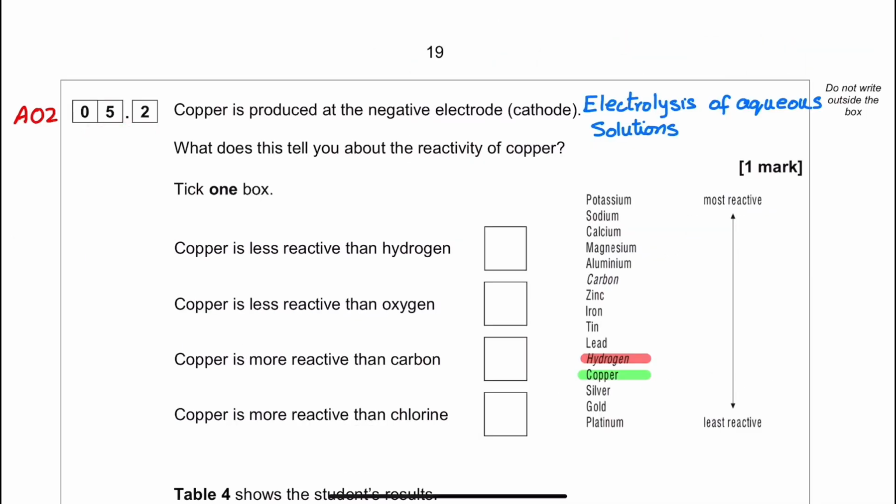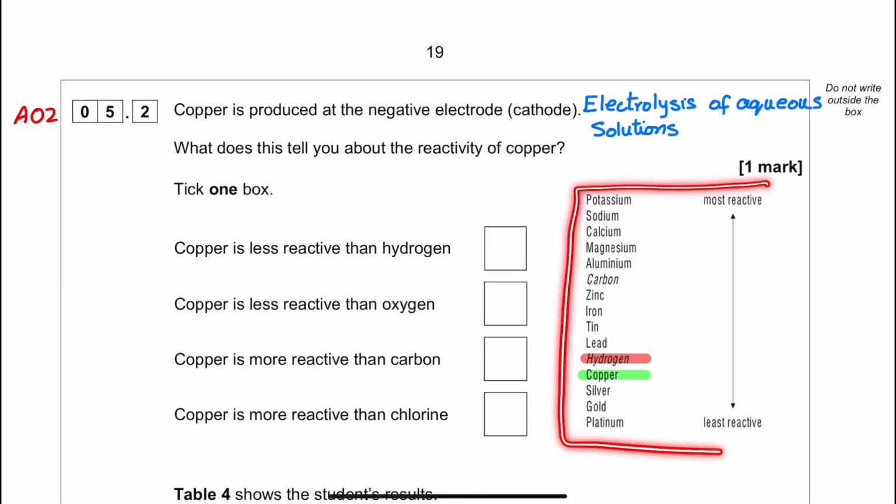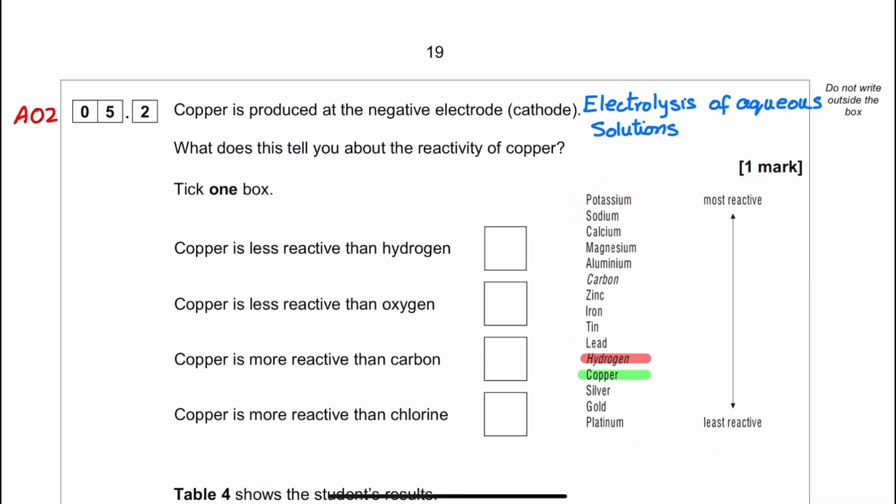5.2, which is an AO2 question, is from electrolysis of aqueous solution. Copper is produced at the negative electrode, which is called the cathode. What does this tell you about the reactivity of copper? Tick one box from these options. Here is my reactivity table, and I have already highlighted the hydrogen and copper.